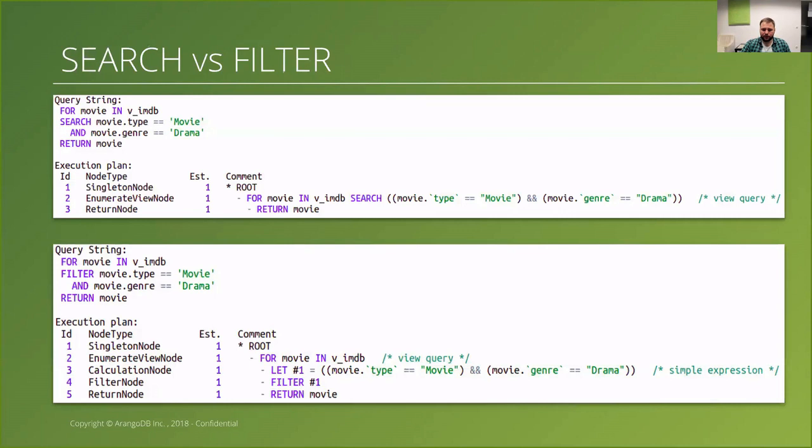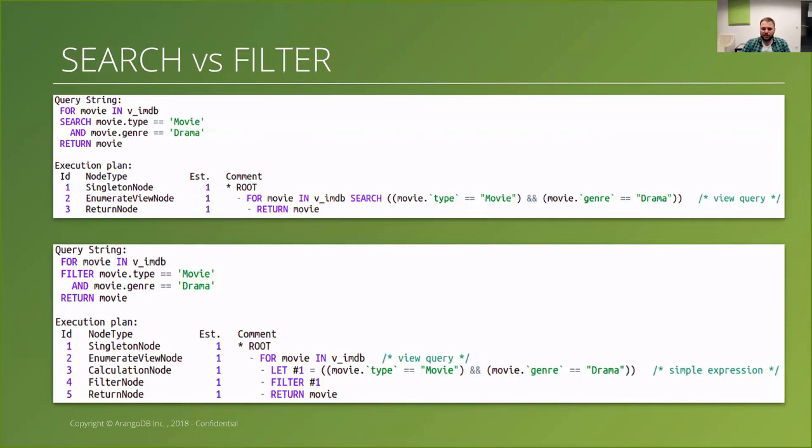So on the slide, you can see two execution plans of two queries that serve the same purpose, namely getting all drama movies from a view and a collection correspondingly. So in the context of ArangoSearch, FILTER always means post-processing.